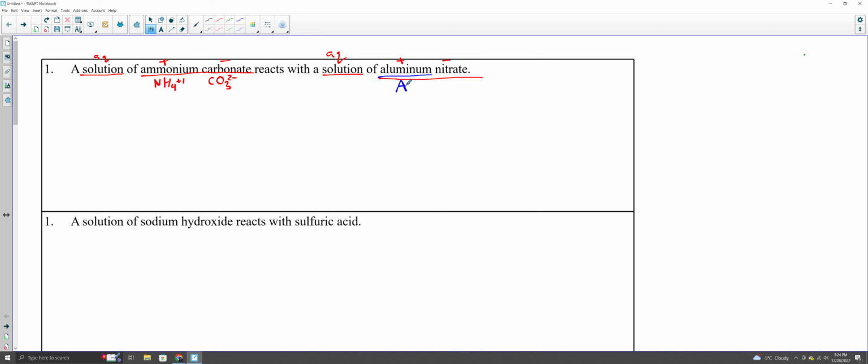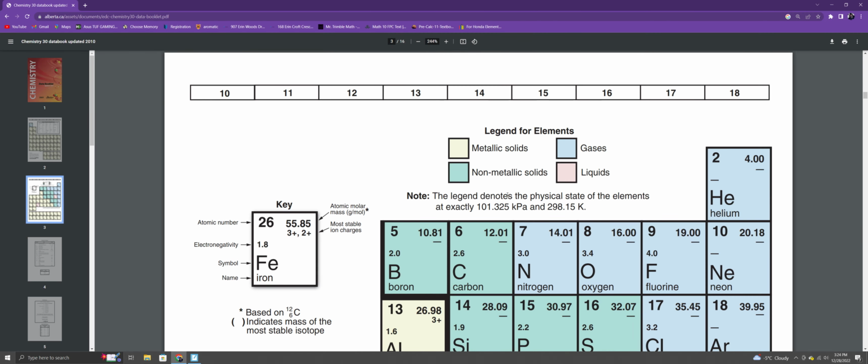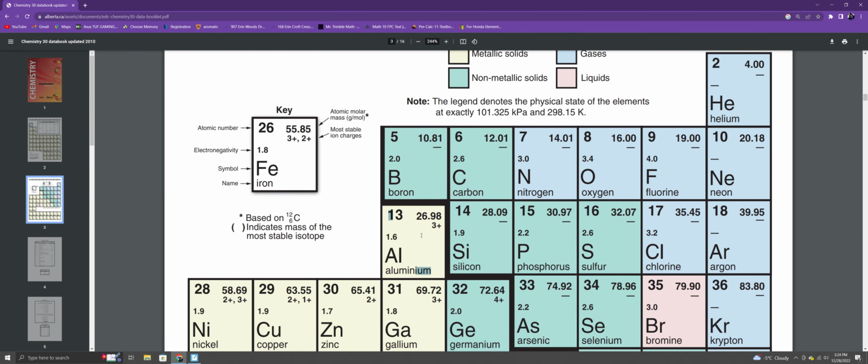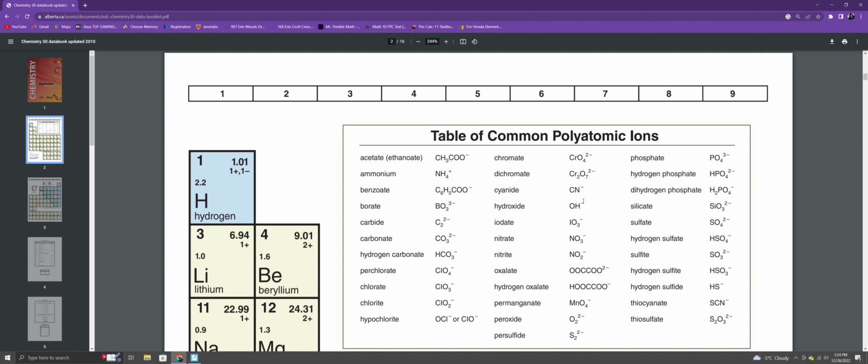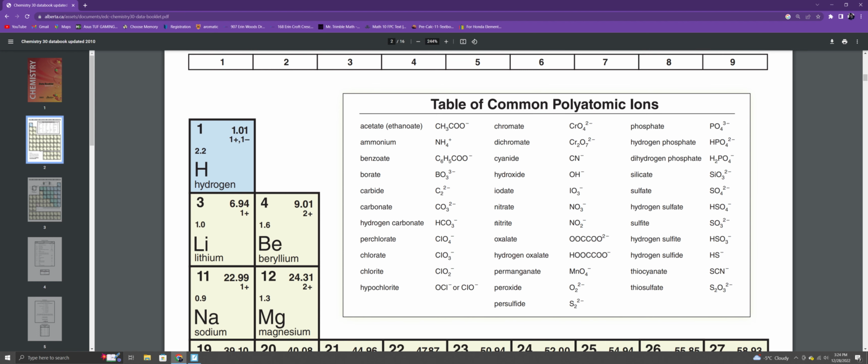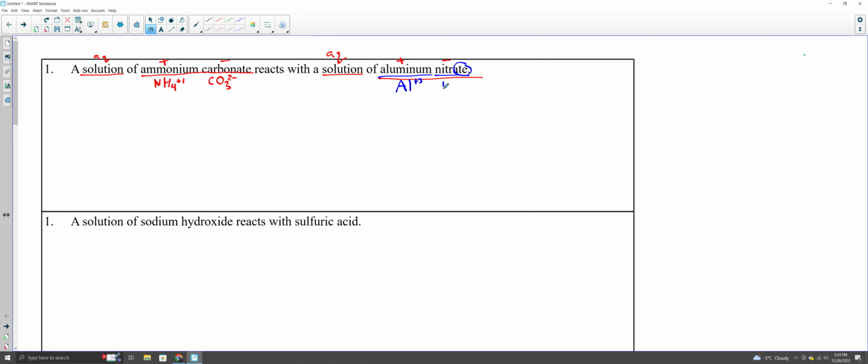Aluminium, it's aluminium with a charge of +3. We can find that easily. It's just a metal, there it is. Atomic number 13, charge of +3. And next we have nitrate. Nitrate, again, it ends in ATE, suggesting that it's a polyatomic ion. It's a very common one. So if we look it up, it's right here. Not nitrite, but nitrate, NO3, with a charge of -1. So let's put that in.